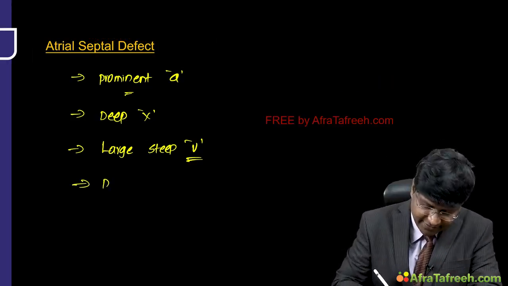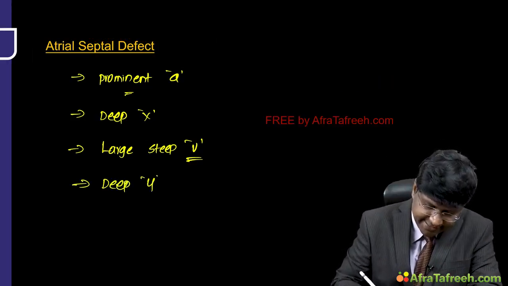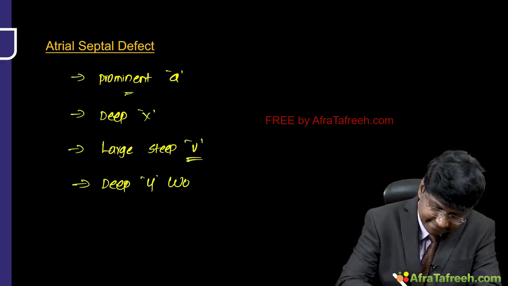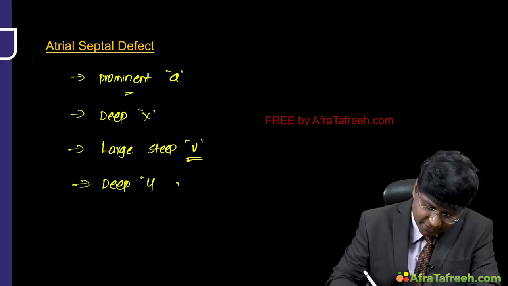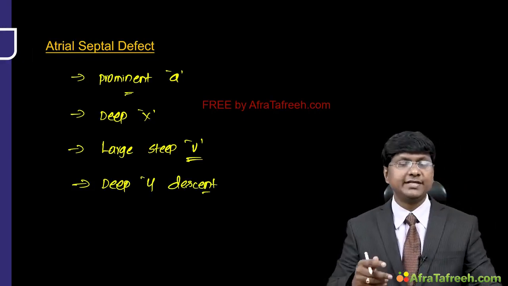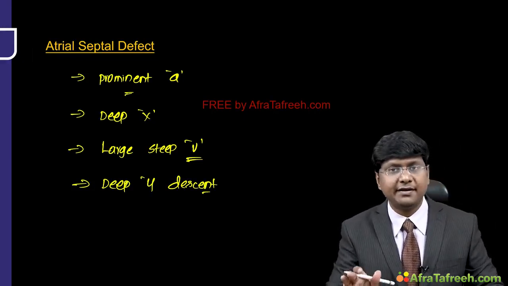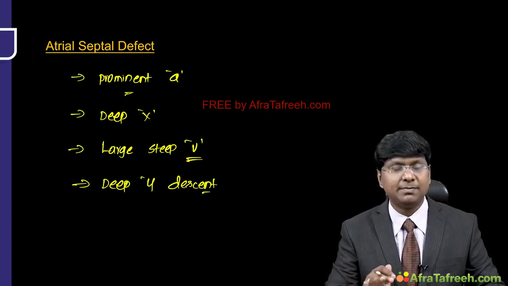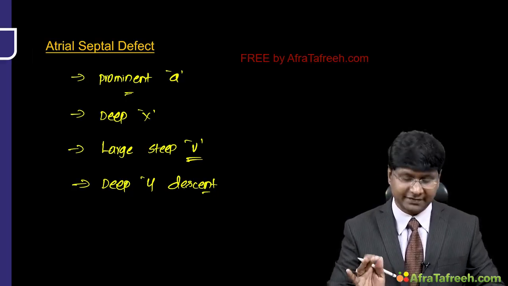And same way, even the Y descent also is deep, or a prominent Y descent will be there, because more and more blood is entering back into the right ventricle from the right atria during atrial emptying. So these are the abnormal JVP waves in the atrial septal defect.